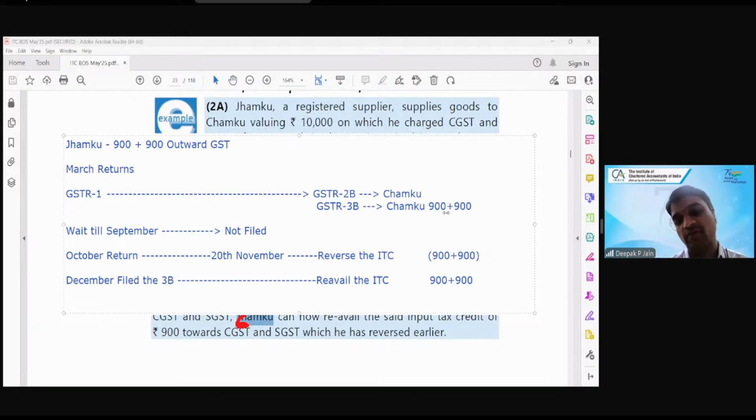GSTR 2B, 14th. Yeah, 14th of October, right. Here with the 13th as the due date, by the 14th we will get to know. Correct. Correct, Priya madam. You're right.